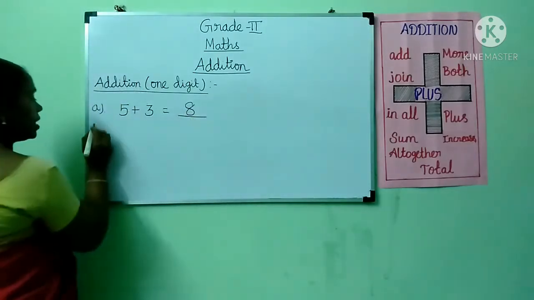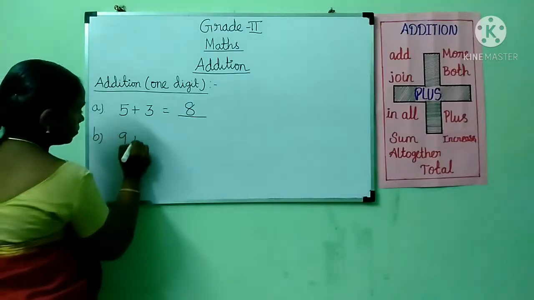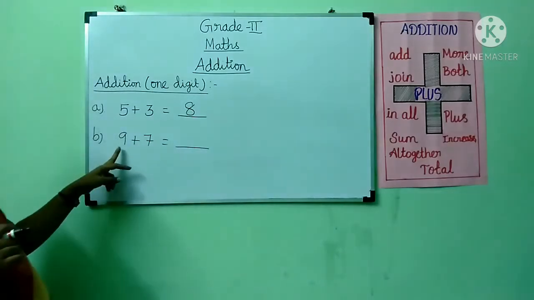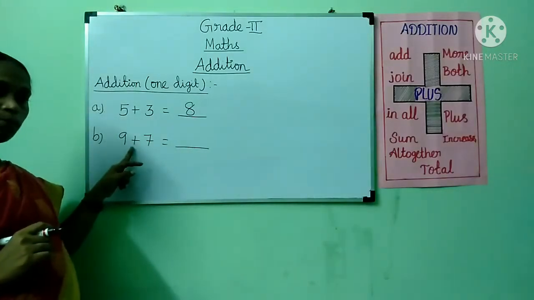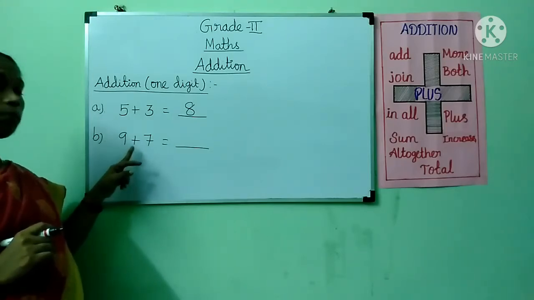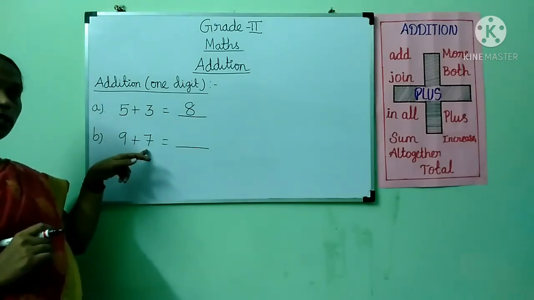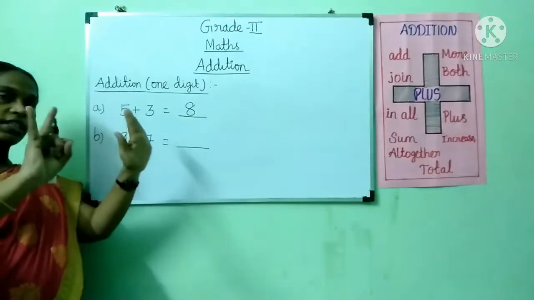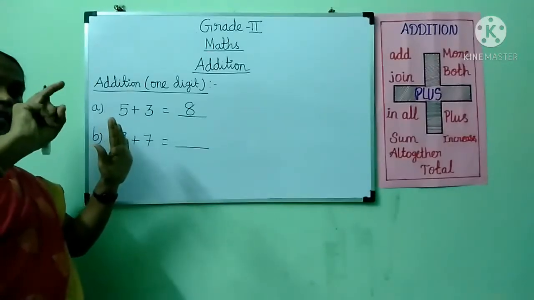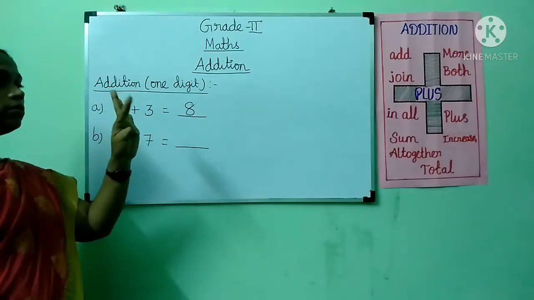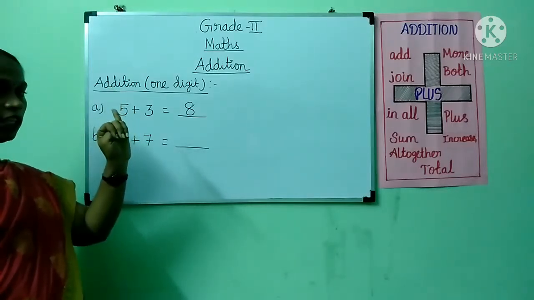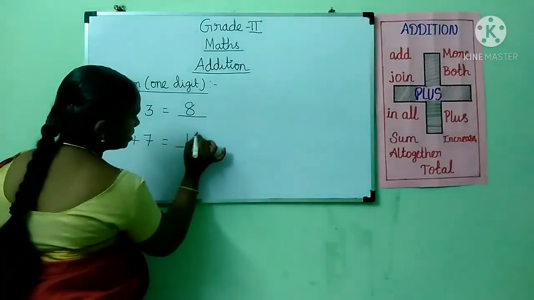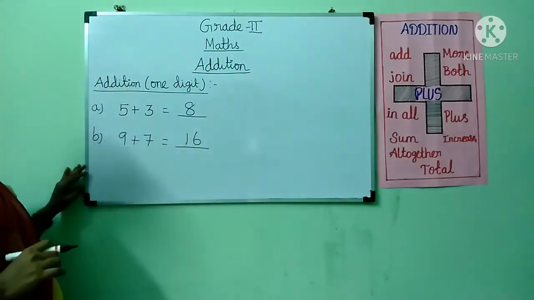Are you clear, children? The next one. See here. The first number is 9. What is the symbol? The symbol of addition. Yes, plus. The second number is 7. So 9 plus 7. 9 in the mind, 7 on the fingers. 9, after 9 comes 10, 11, 12, 13, 14, 15, 16. So what will come here? 16. 16 means 1, 6 is 16. Are you clear, children?